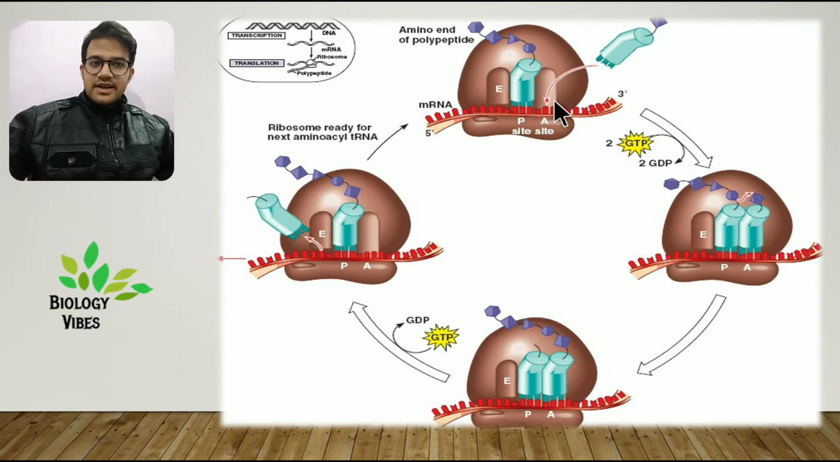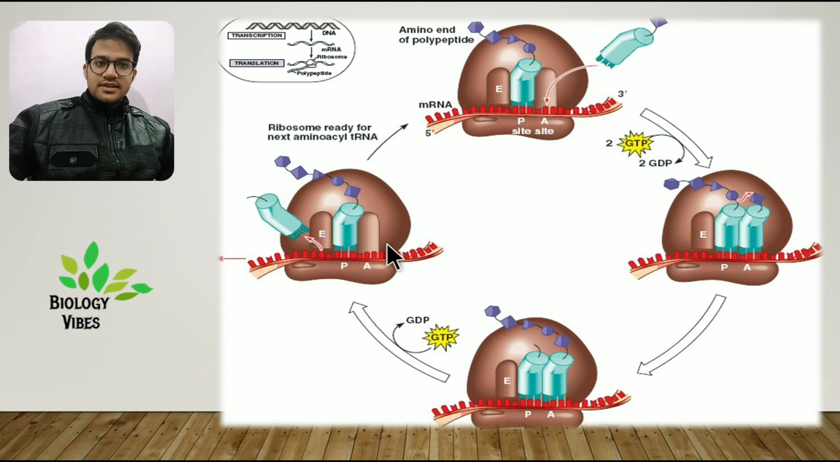The second amino acid comes at the A site, and what happens is this amino acid binds to this amino acid and forms a peptide bond here. Remember, amino acids are joined together via peptide bonds. So a peptide bond is formed between the amino acid that is present at the P site and the amino acid that's present in the A site. Okay, so a bond is formed between them, that is a peptide bond, and the whole machinery slides over that mRNA and the process goes on.